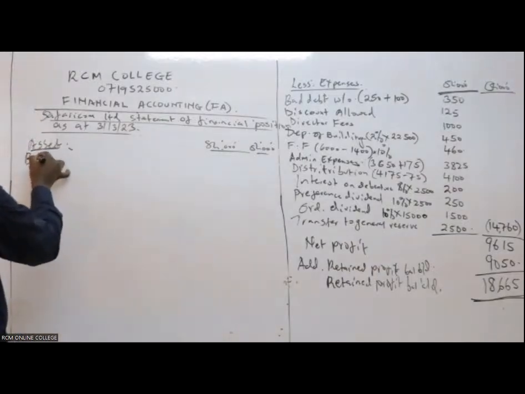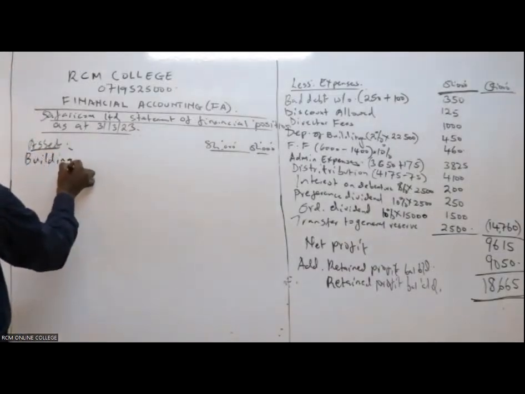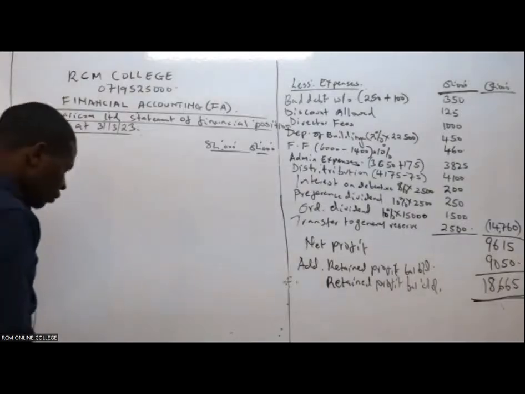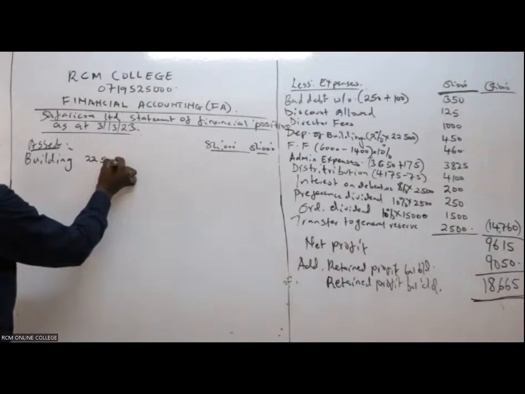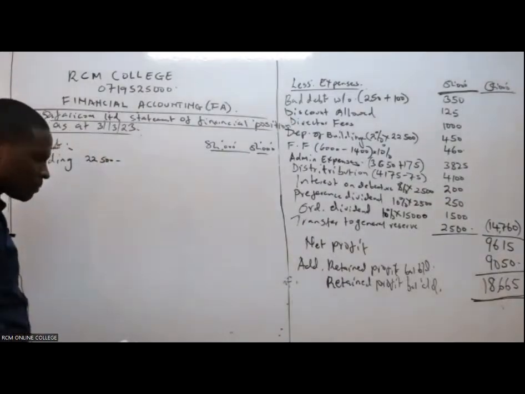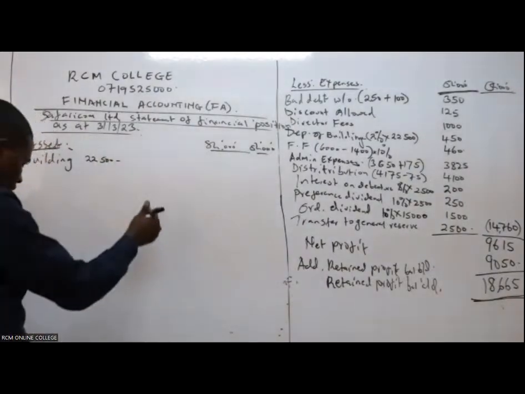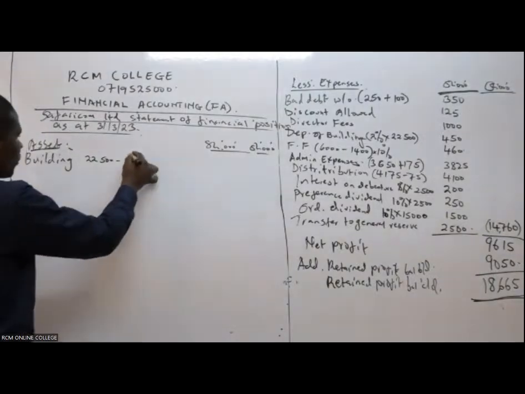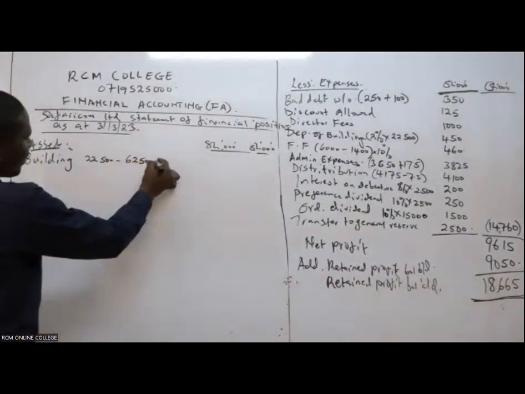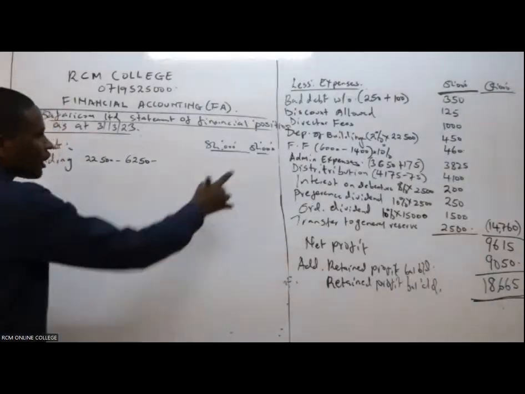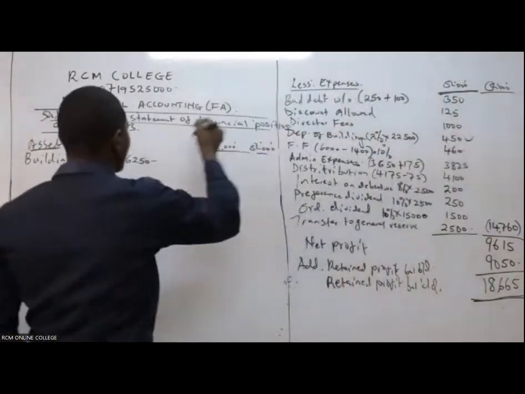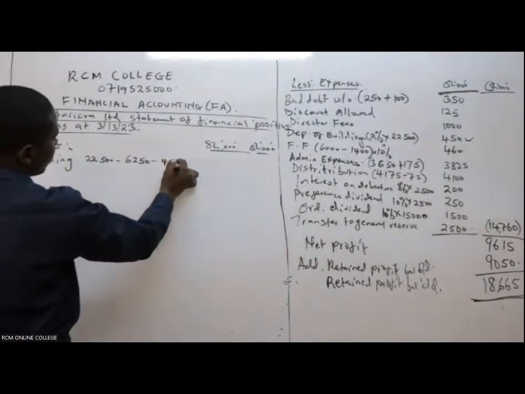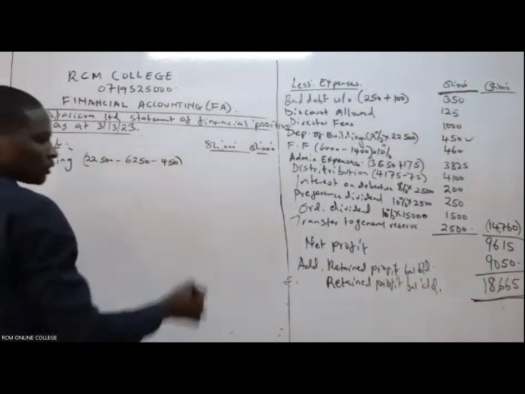So what will be the value of my building in this case? I have to check the cost. Cost was 22,500. I have to raise the accumulated depreciation, which was 6,250, and then I raise the depreciation for the year, which I was given. Depreciation for the year for building was 450. Whatever I get, I put at the end column.